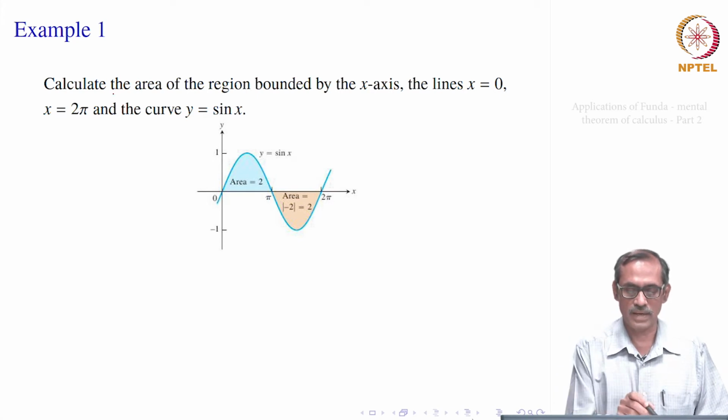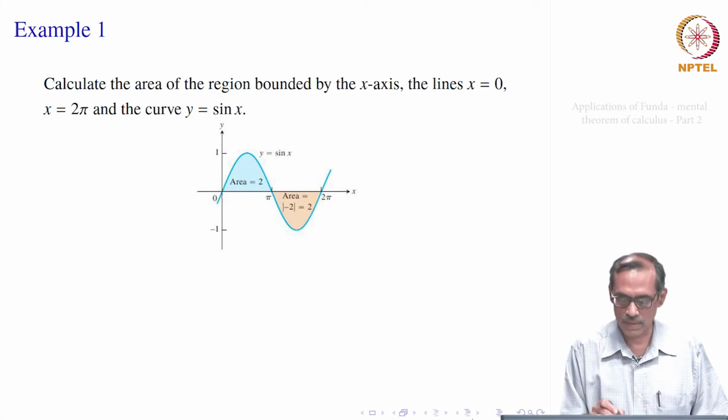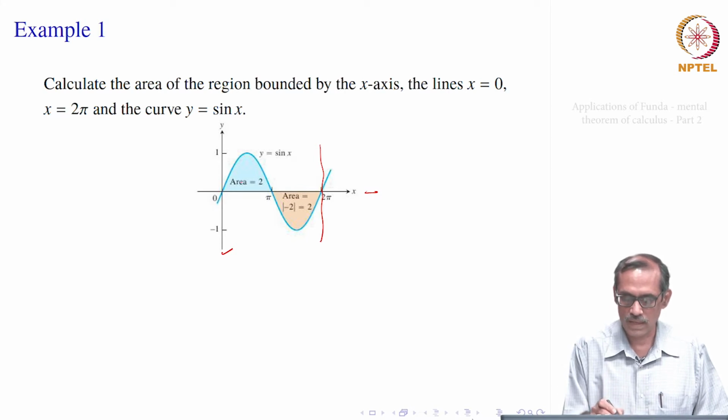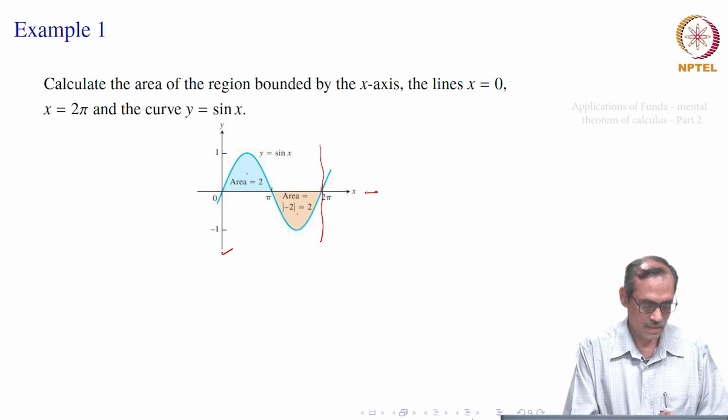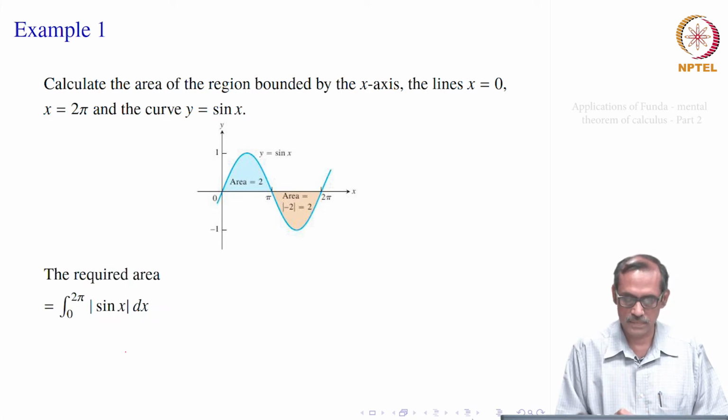Here we are asked to find the area of the region bounded by the x axis, the line x equal to 0, the line x equal to 2 pi, and the curve y equal to sin x. So, we have plotted y equal to sin x this way. We want to compute the area of this region, which is in blue and also yellow. So, it is the sum of these two areas that should give the answer.